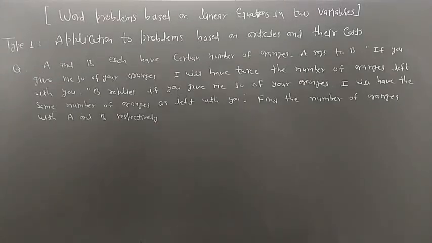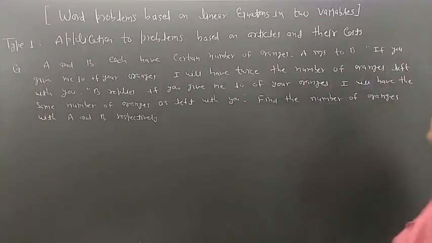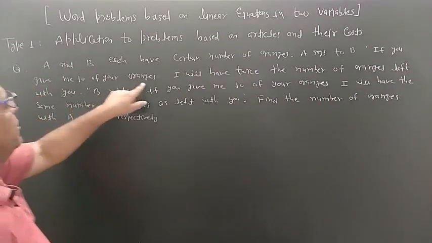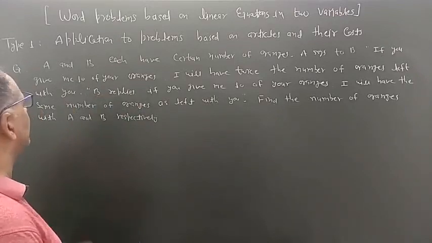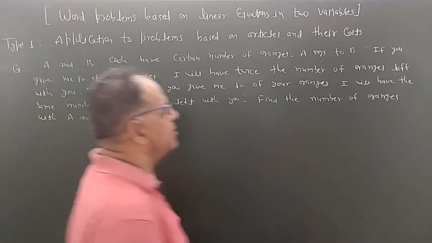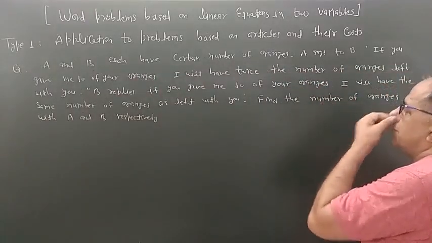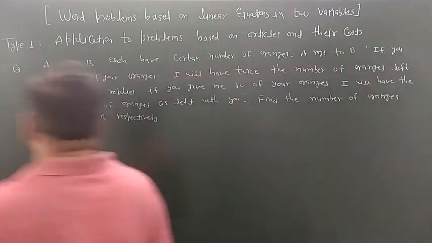Now next question. A and B each have a certain number of oranges. A says to B, if you give me 10 of your oranges, I will have twice the number of oranges left with you. Then B replies, if you give me 10 of your oranges, I will have the same number of oranges as left with you. Find the number of oranges with A and B respectively.